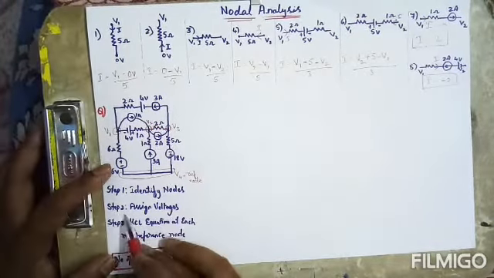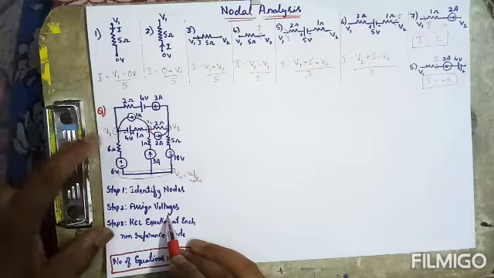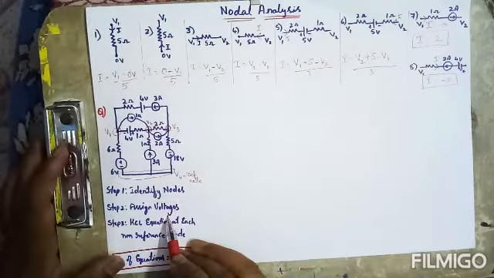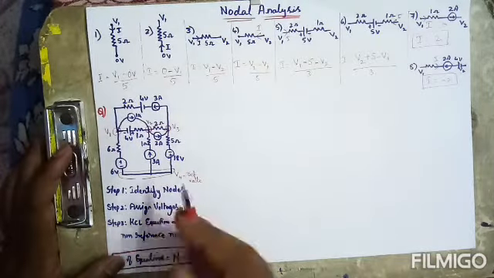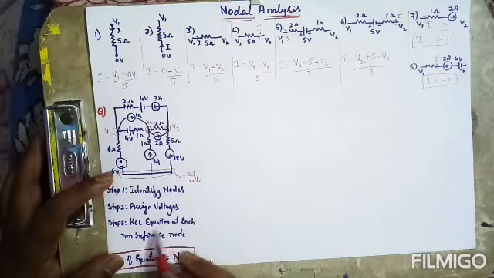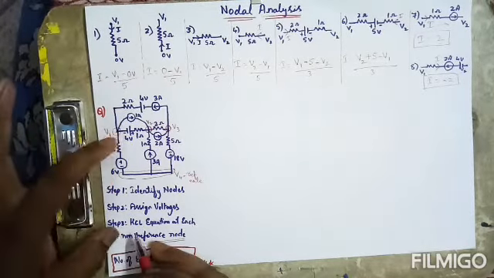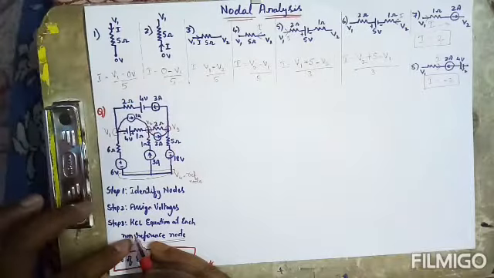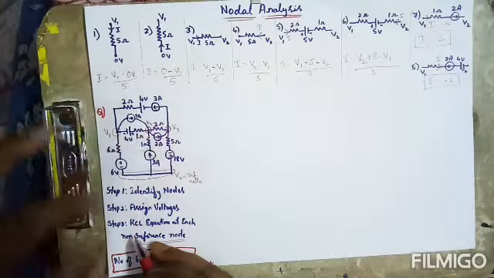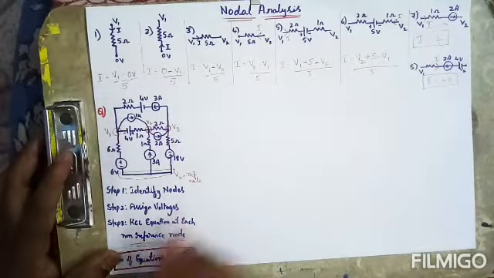We did it. Second, assign the voltages. V1, that has been done. V1, V2, V3. Some name has to be assigned. We can assign A, B, C, X, Y, Z, anything. Then apply the KCL for each non-reference node. See, this is important. You need to apply the KCL equation, the current equation, for each non-reference node. So this node we will leave.